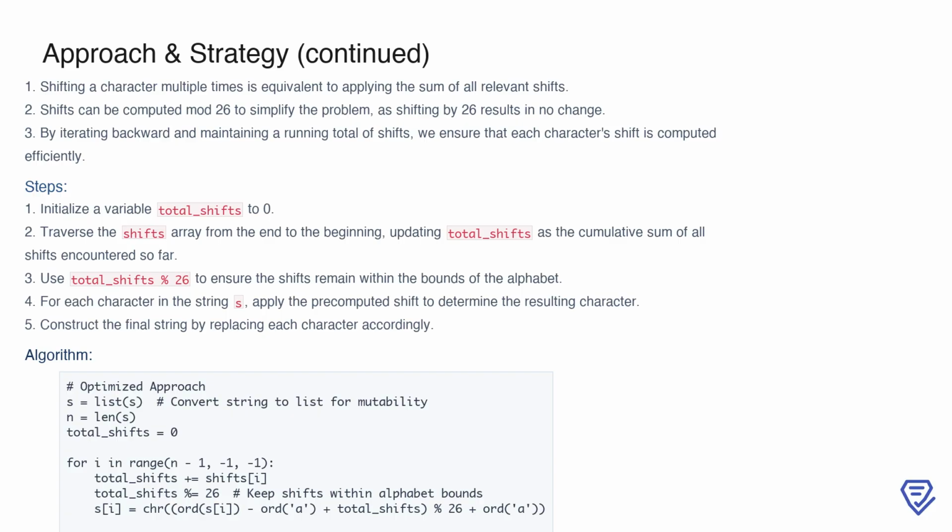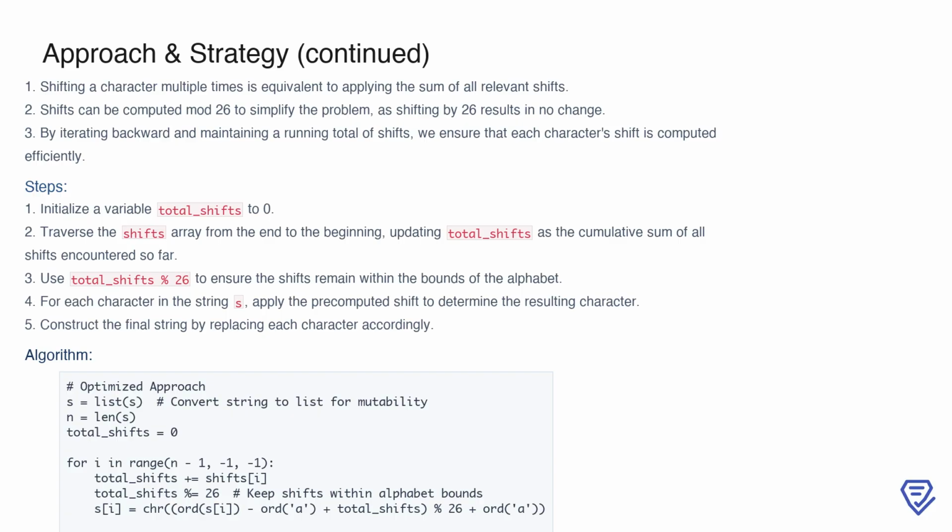This eliminates redundant recalculations while maintaining correctness. One important observation is that shifting a character multiple times is mathematically equivalent to applying the sum of all relevant shifts. Additionally, since the alphabet has 26 letters, we can use modular arithmetic to simplify the computation, as a shift by 26 or any multiple of 26 has no effect.